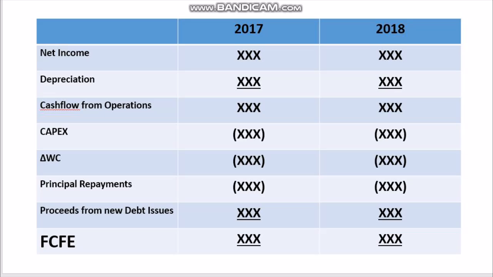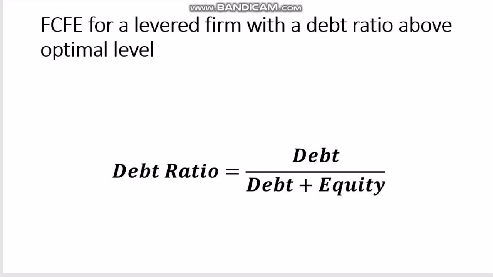And then we go on to adjust for principal repayments. We adjust them. Why? Because we are repaying back the debt capital we acquired. And then we add proceeds from new debt issues. Remember, the proceeds from new debt issues is what we calculated in the previous slide using that formula that we explained before. And then here is how you can calculate the free cash flows to equity for a firm that is operating at a debt ratio above its optimal level.